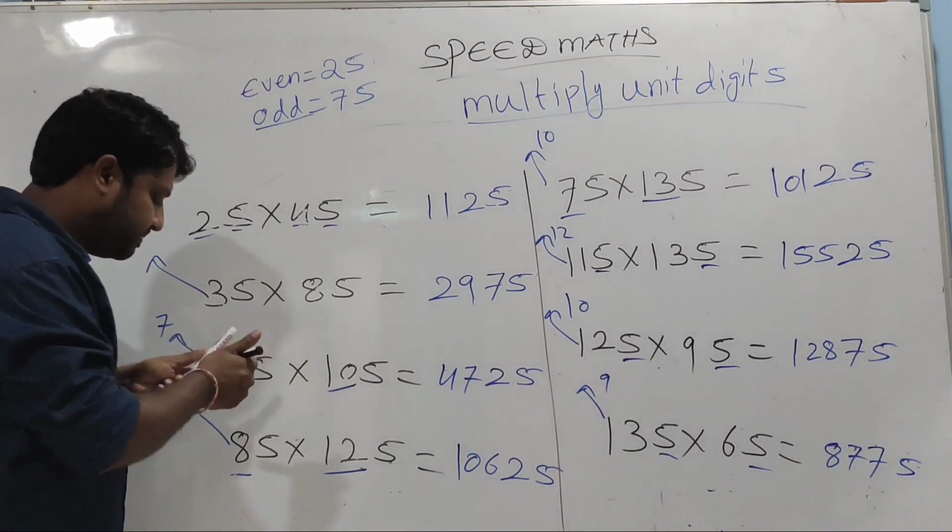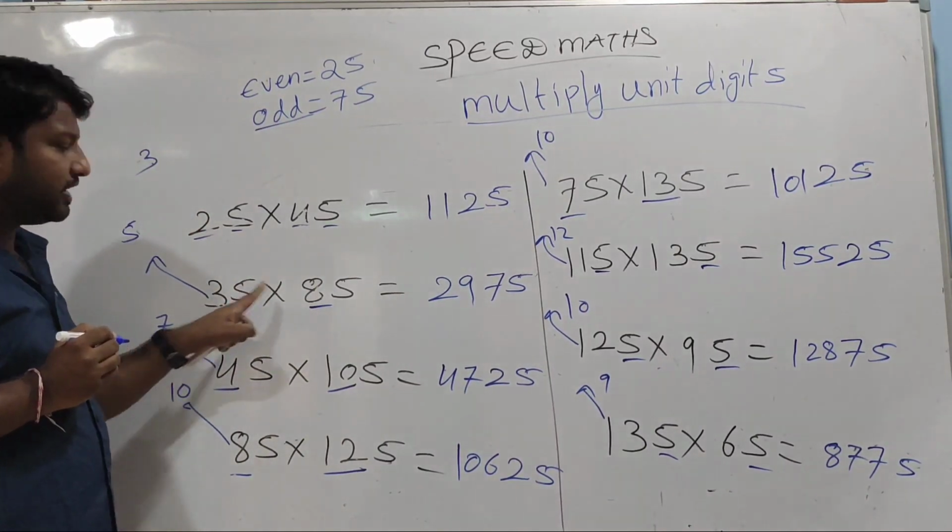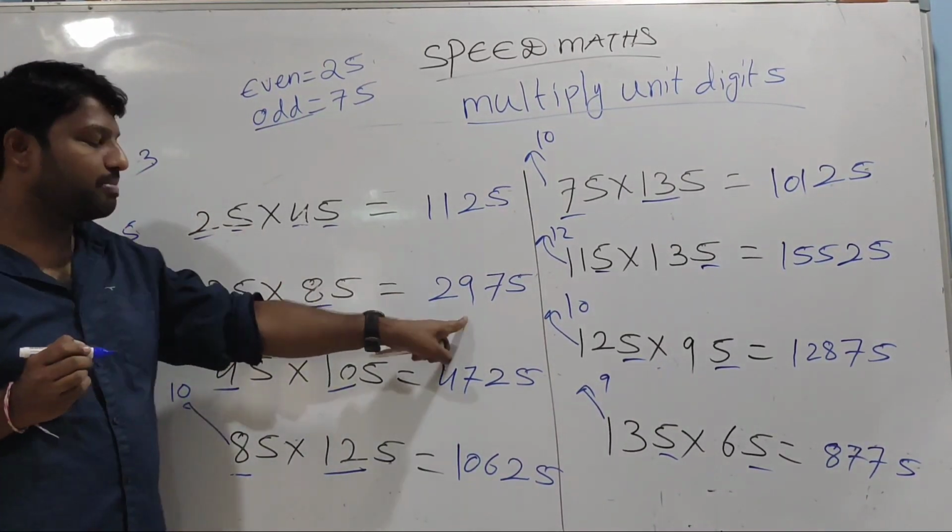Now I will multiply this 8 into 3. 8 threes are 24. 24 plus 5 is nothing but 29.